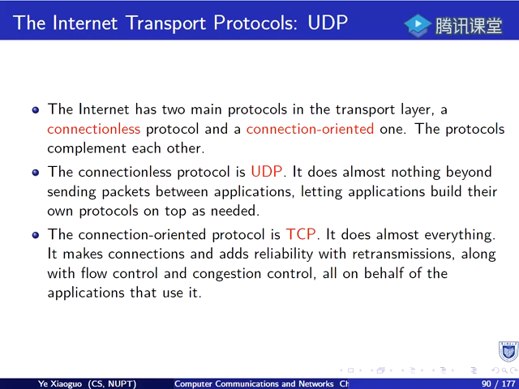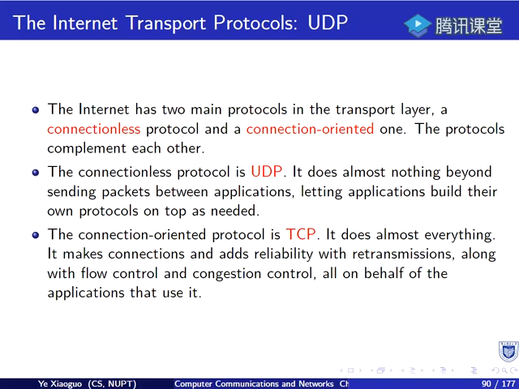Okay, hello everyone. Today we will continue to study the protocols in the transport layer. We know the internet has two main protocols in the transport layer. One is UDP, the other is TCP. The connectionless protocol is UDP. UDP does almost nothing beyond sending packets between applications, letting applications build their own protocols on top as needed.